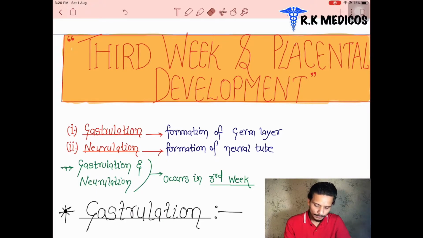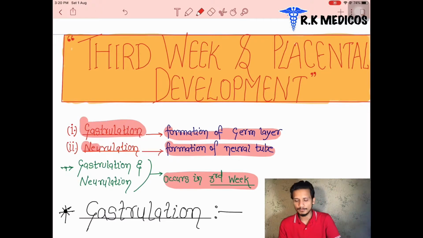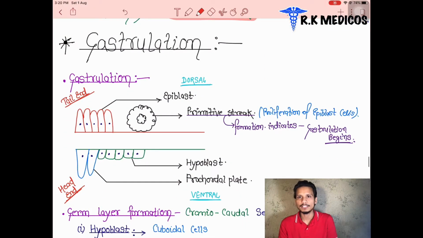Further we are moving on. These processes occur in the third week: the formation of germ layers and the formation of the neural tube. These are the two processes we have to discuss in this whole third week of development, along with placental development. So let's start our discussion about gastrulation. Gastrulation simply means the formation of germ layers, that is ectoderm, mesoderm and endoderm.